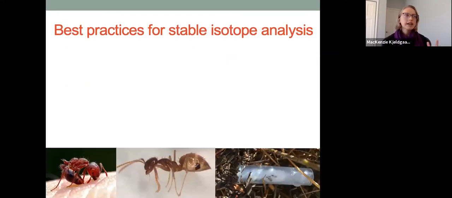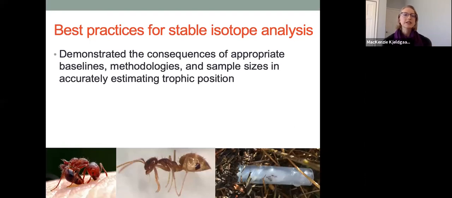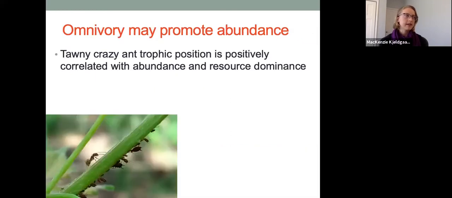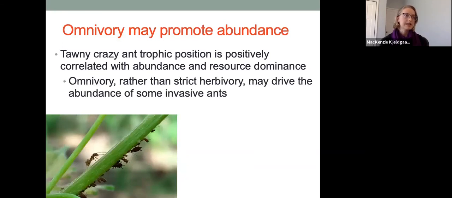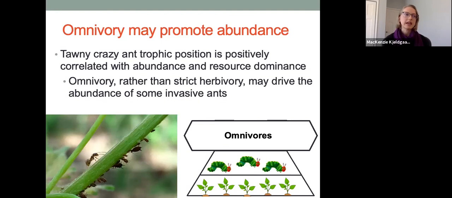So in conclusion, I identified some best practices for stable isotope analysis by demonstrating the consequences of appropriate baseline material, methodology, and sample size in accurately estimating trophic position from stable isotope data. I also showed that Tawny Crazy Ant trophic position was positively correlated with their abundance at baits and their resource dominance, which suggests that omnivory rather than strict herbivory may drive the abundance of some invasive ant species.